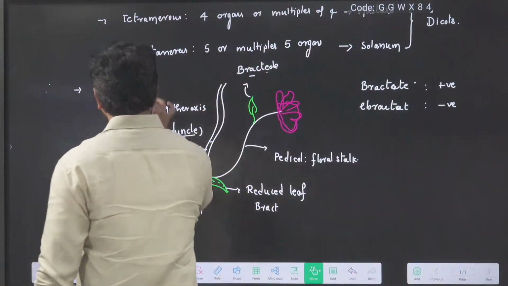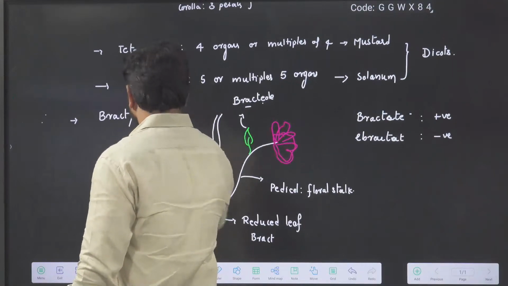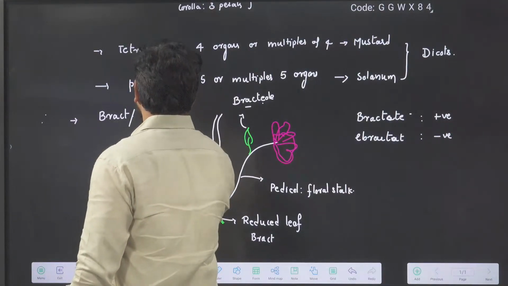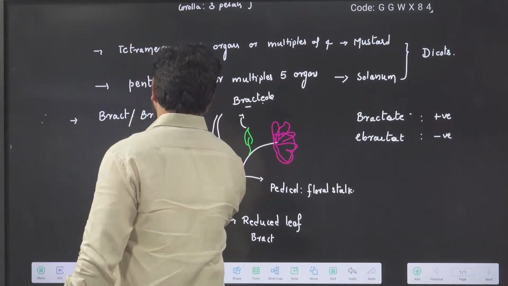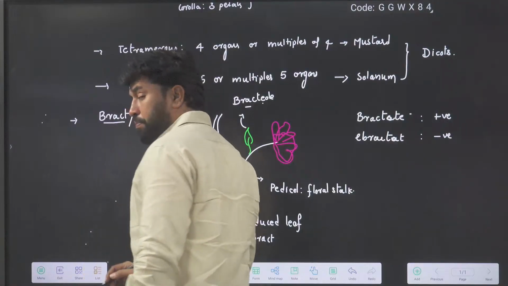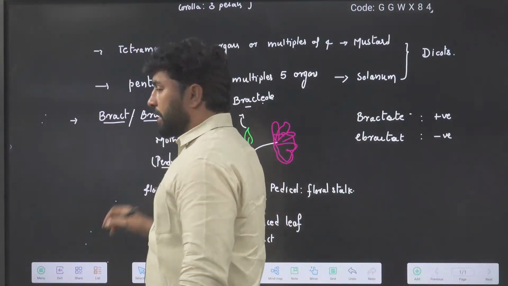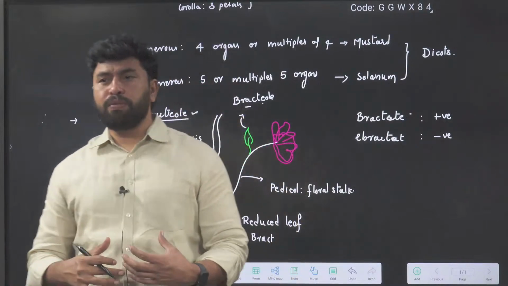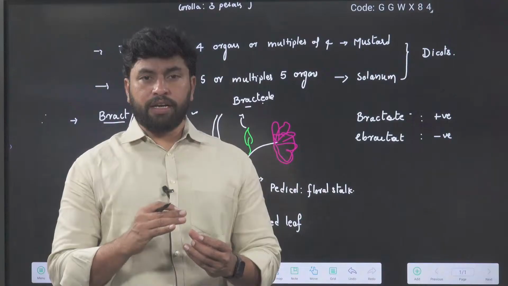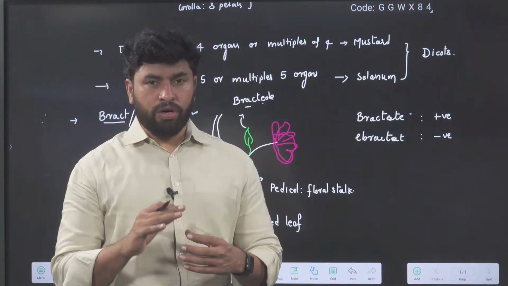Be careful, bract and bracteoles are not the same. Bract and bracteoles are two different terms. Bract develops on the peduncle, bracteole develops on the pedicel. Of course, both may appear like green, reduced leaf-like structures, but they have their own origin.